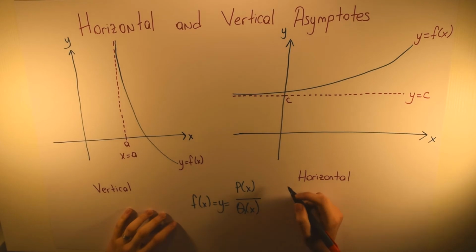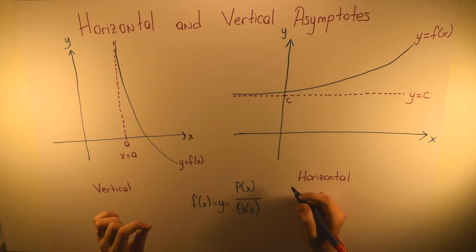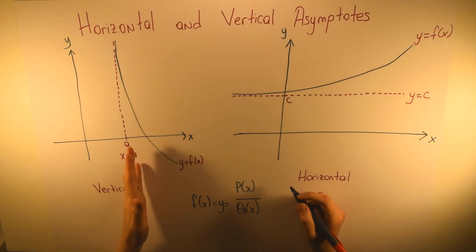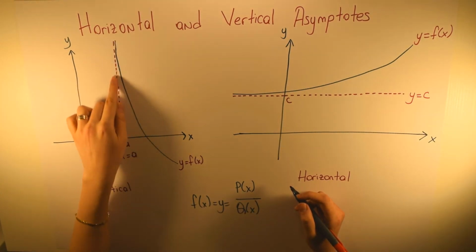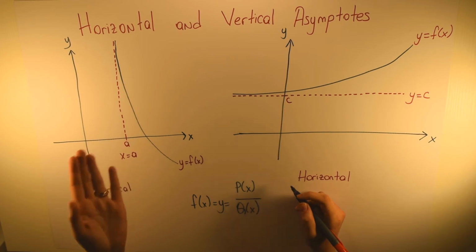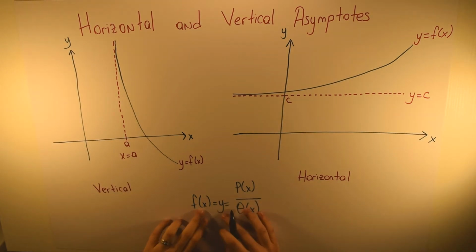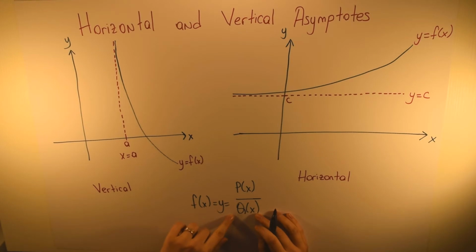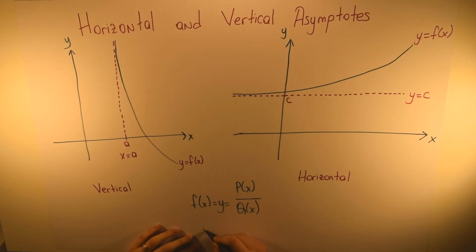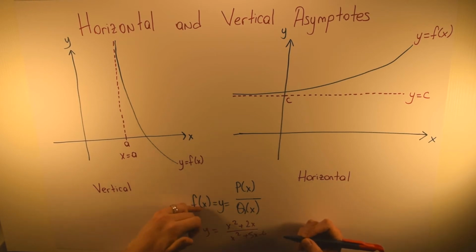Horizontal and vertical asymptotes. Remember that an asymptote is a line that the graph of a function approaches but never touches, okay? Rational functions also contain asymptotes. Let's say our function is equal to p(x) over q(x), something like, for example, y is equal to x squared plus 2x over x squared plus 5x minus 6. When our function is a rational function, as here, you should know that it contains asymptotes.